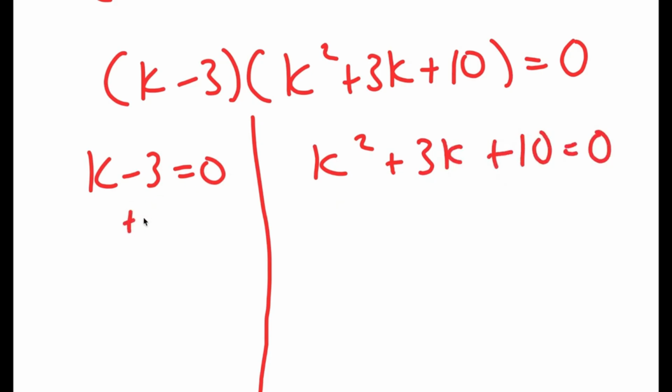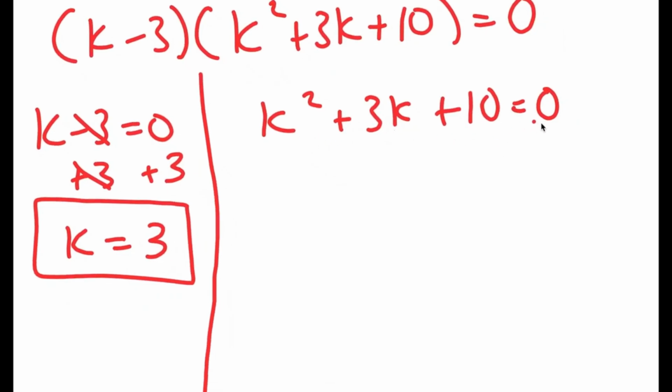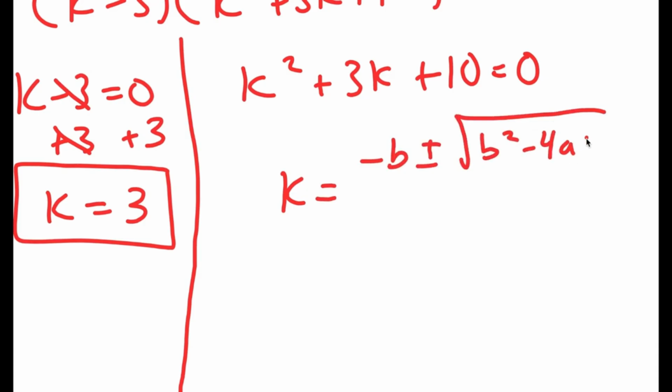So for k minus 3 equals 0, I can add 3 on both sides. So I get k is equal to 3. So this is one solution of k. And for k squared plus 3k plus 10 equals 0, because this is a quadratic equation, I can use the quadratic formula, which is negative b plus or minus the square root of b squared minus 4ac all over 2a.